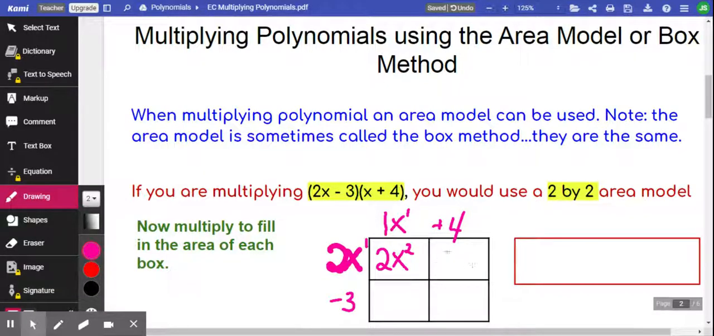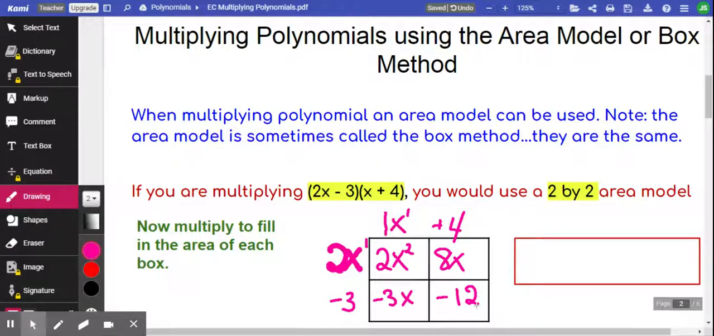So this box right here, one side measures 2x, the other side measures 4. So 2x times positive 4 gives us an 8, and then we bring the x along with us. So we still need to attach that. Then I like to work across the bottom next. Negative 3 times positive 1 gives me negative 3x. And negative 3 times a positive 4 gives me a negative 12.